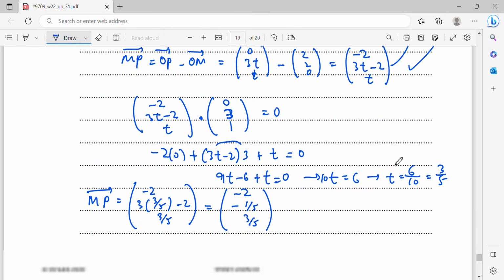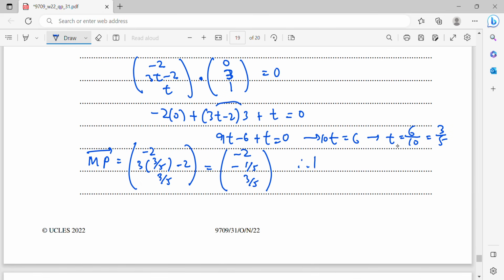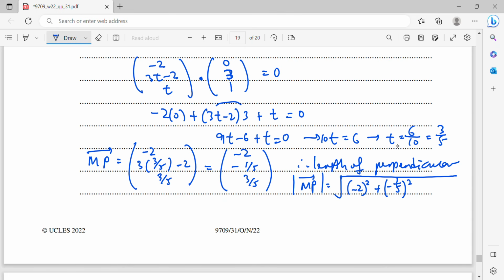Okay, so lastly, the length of the perpendicular is the modulus of PM or NP, which is the same. It will be the magnitude of vector NP. So negative 2 squared plus negative 1 over 5 squared plus 3 over 5 squared. So at last, you will be getting square root of 22 over 5. Okay, so with this, I have shown the length of the perpendicular.